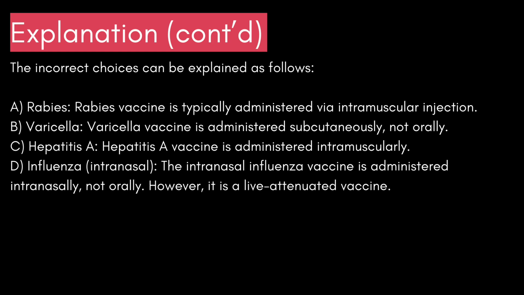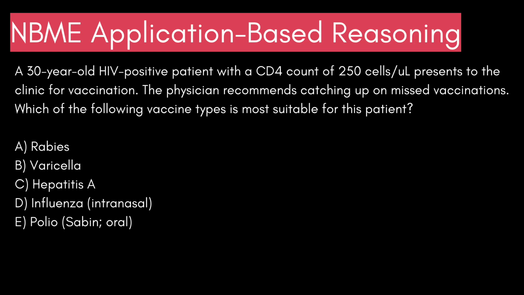All right, now that we have covered this question, let's move on to look at the next question. A 30-year-old HIV positive patient with a CD4 count of 250 cells/uL presents to the clinic for vaccination. The physician recommends catching up on missed vaccinations. Which of the following vaccine types is most suitable for this patient?